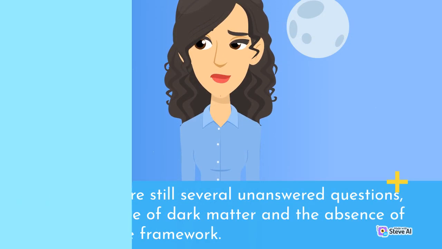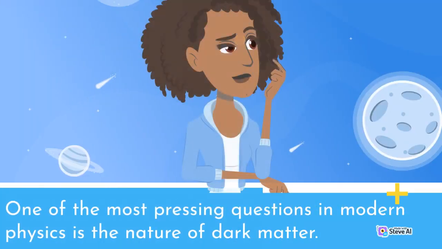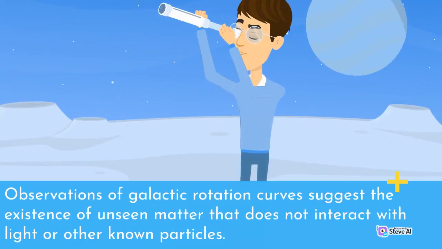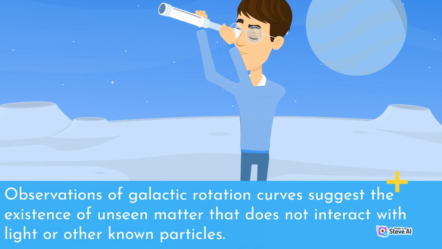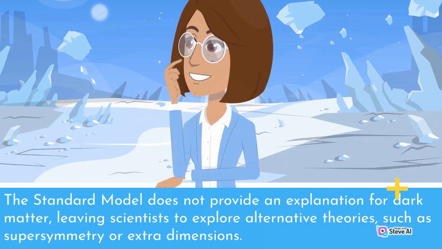Dark matter. One of the most pressing questions in modern physics is the nature of dark matter. Observations of galactic rotation curves suggest the existence of unseen matter that does not interact with light or other known particles. The Standard Model does not provide an explanation for dark matter, leaving scientists to explore alternative theories, such as supersymmetry or extra dimensions.